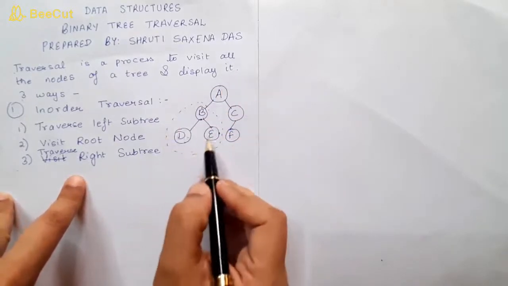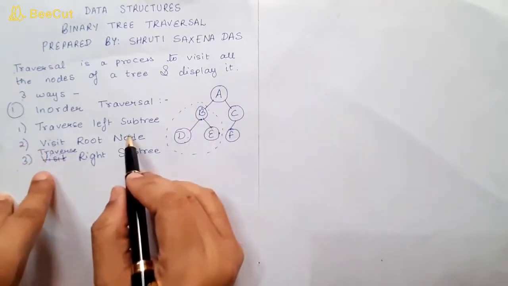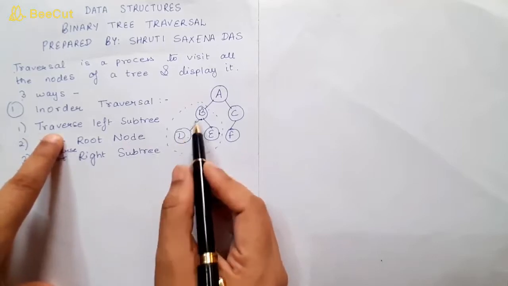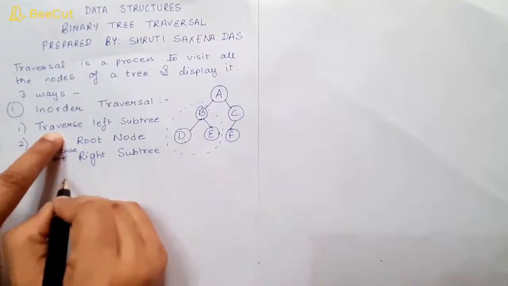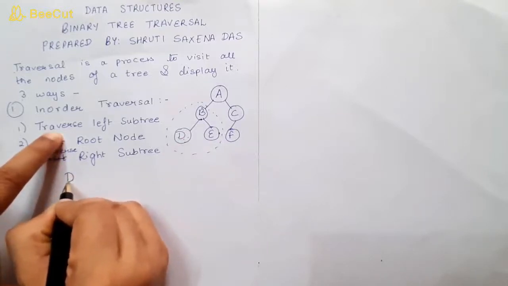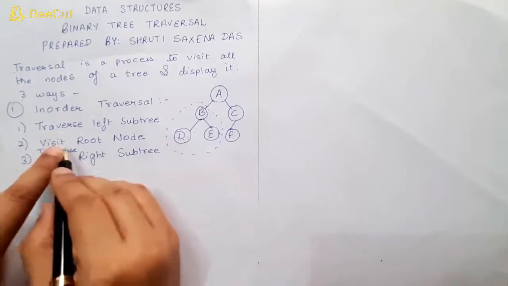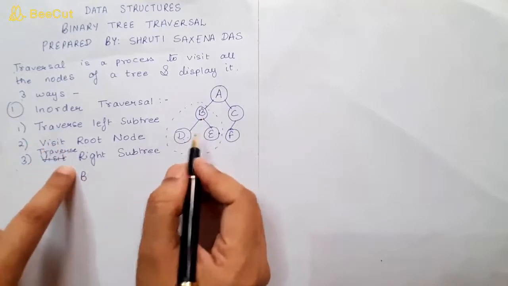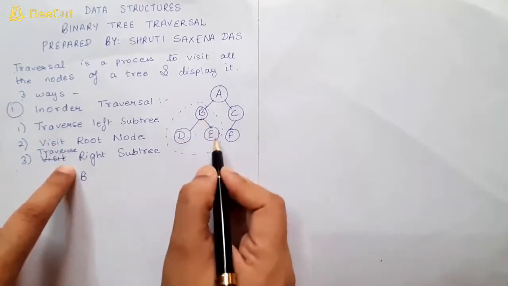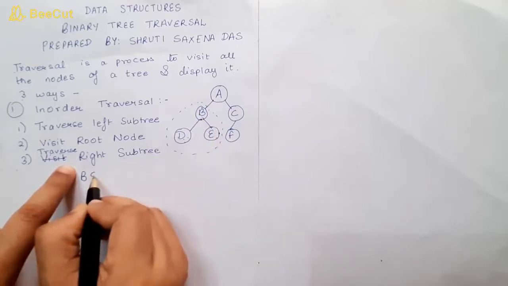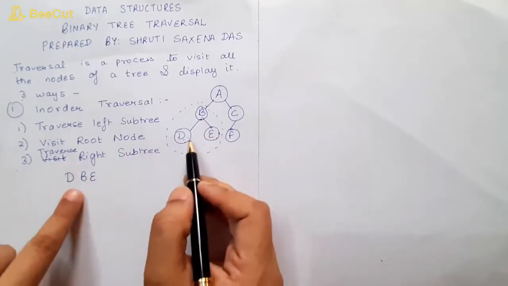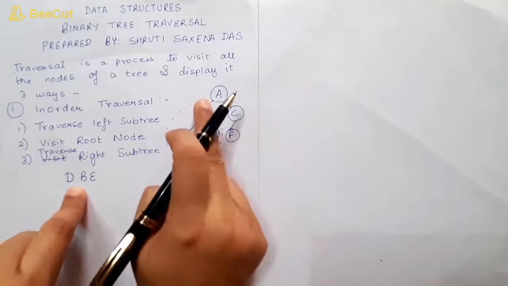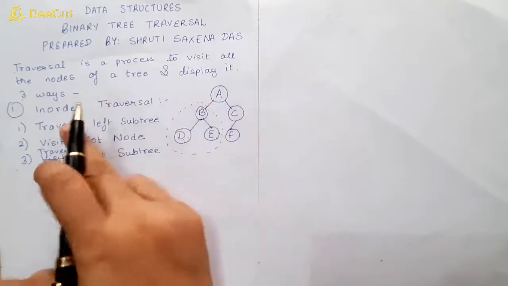When we apply in order traversal here, we first traverse the left subtree. For B, left is D. So the first node which will be traversed is D. After that we visit the root node, which is B. Then we traverse the right subtree. For B, right is E. So E will be traversed. Now you can see that we have visited D, B, E. That means A's left subtree is traversed.